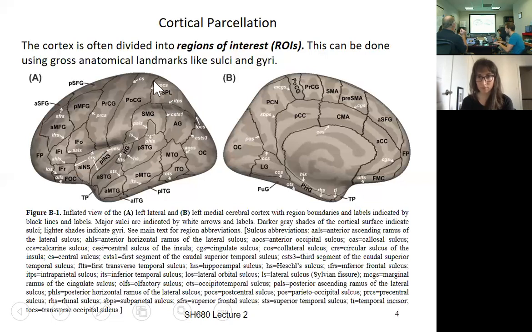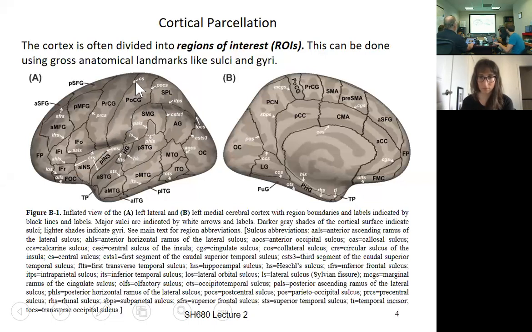The postcentral sulcus runs parallel to the central sulcus, just posterior to it. That delineates the postcentral gyrus, which is the somatosensory cortex. And just in orienting yourself to cortical anatomy if you're not used to it.